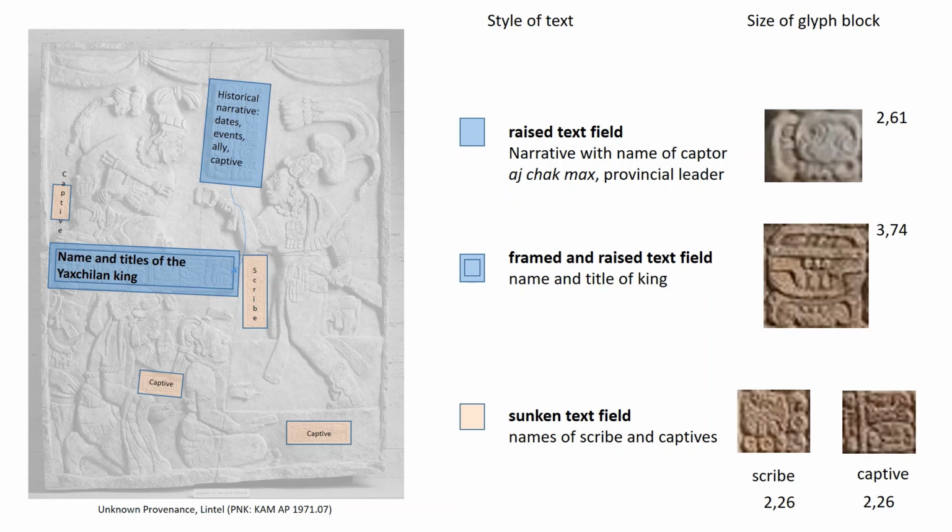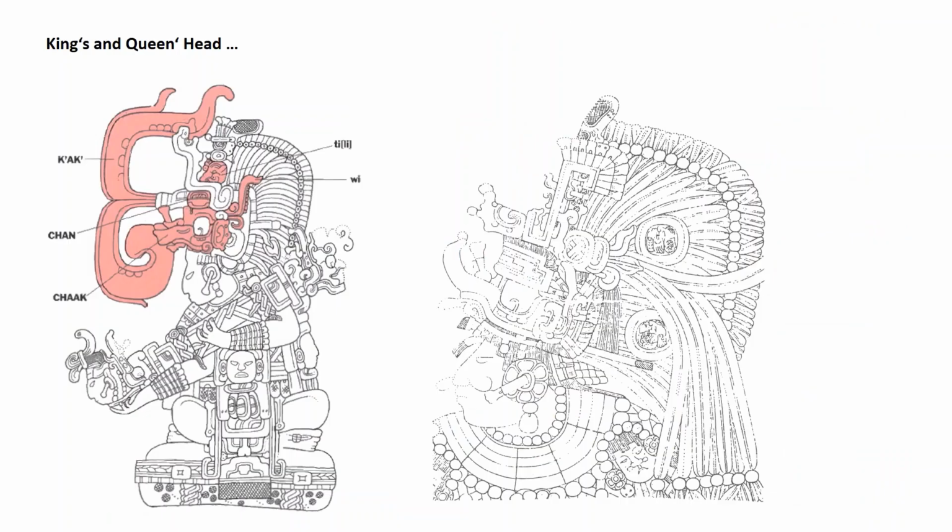The name of the king is larger, the font size is larger, and the sunken text field with the scribe and captive is smaller. The names of the kings are usually written as part of a headdress, or some hieroglyphs are included in a headdress. This is the typical way to name kings in iconography.